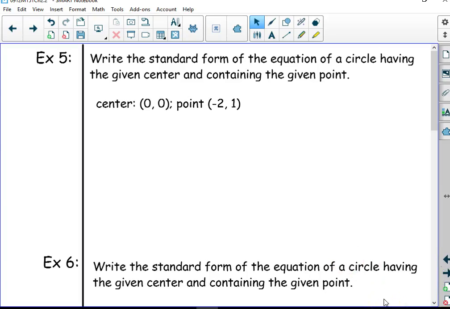Okay, so this one we've got to do a little more work. They give us the center of the circle and they give us a point, and they're asking us to write the standard form of the equation of a circle having the given center and containing the given point. What we're missing here, it's nice that it's at the center, so we can just use x squared plus y squared equals r squared. What we're missing here is the radius. Now the radius is going to be the distance between those 2 points. So I'm going to use that distance formula.